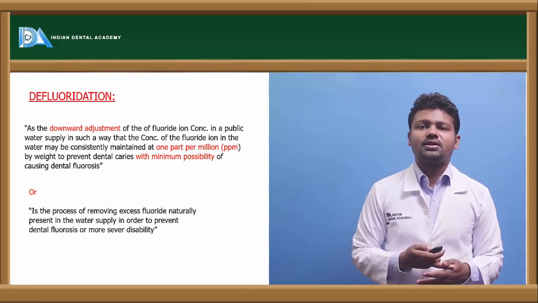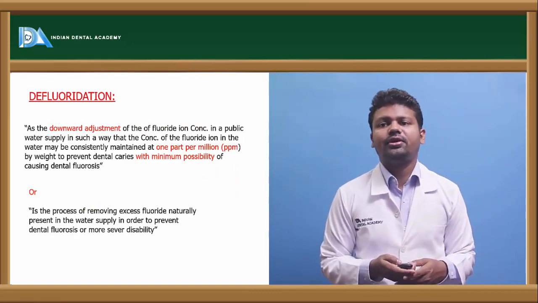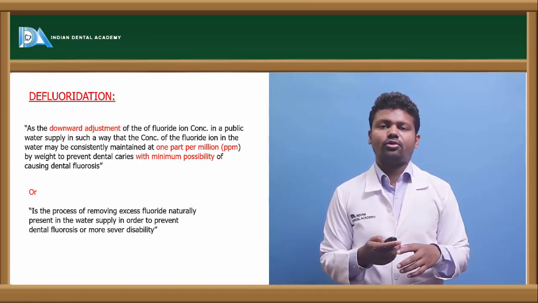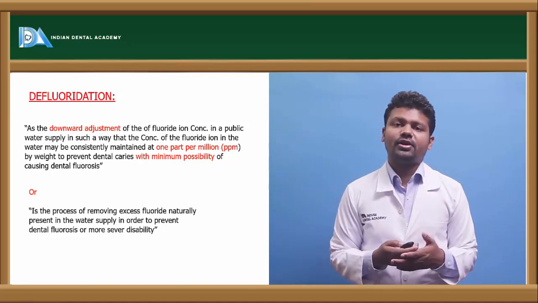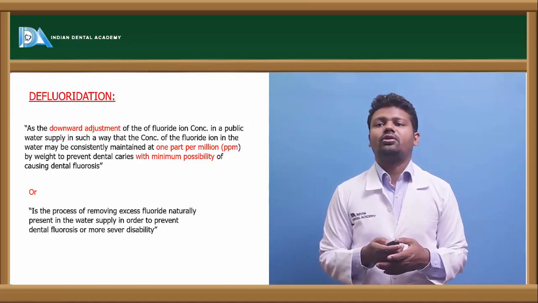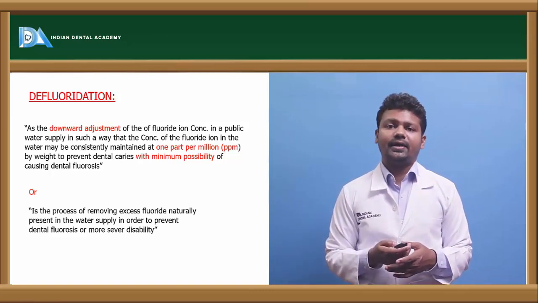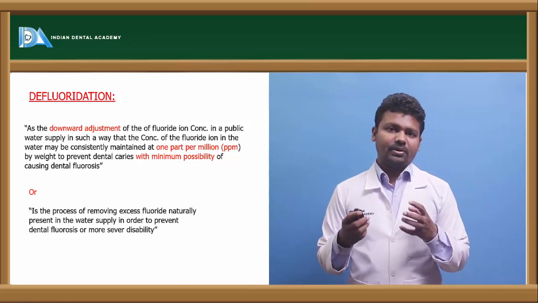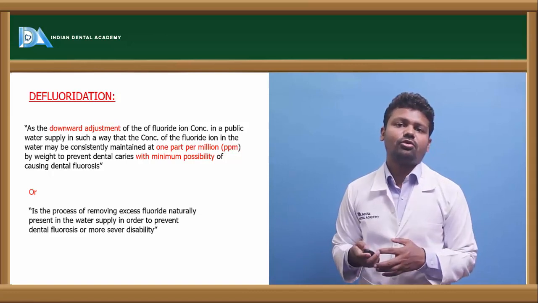Now coming to our next topic, defluoridation. Again, it is a short note and can be asked as a long note. Defluoridation is the downward adjustment, whereas water fluoridation was the upward adjustment of fluoride concentration. Defluoridation is the downward adjustment of fluoride concentration in a public water supply in such a way that the fluoride ion in the drinking water may be constantly maintained at 1 part per million by weight to prevent dental caries with minimum possibility of causing dental fluorosis.